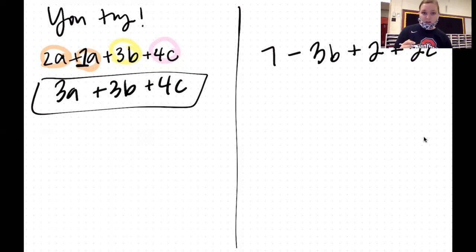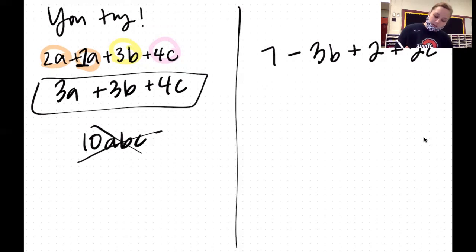A lot of us would put this as 10abc, but that is not correct, right? Because that would be 10 times a times b times c, and we are not multiplying those, we're adding them. So I cannot just put them all together like that.